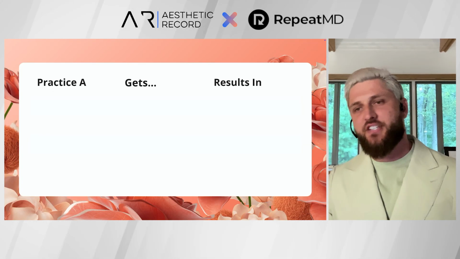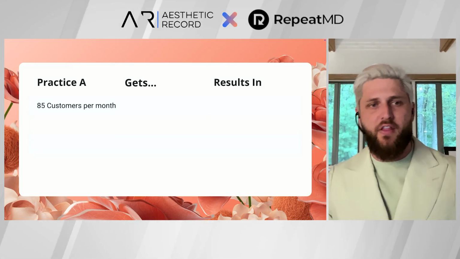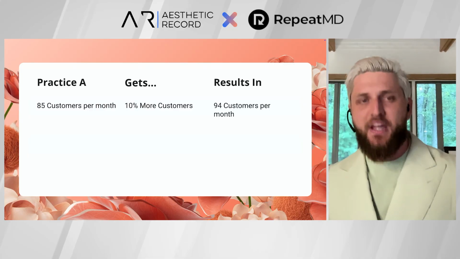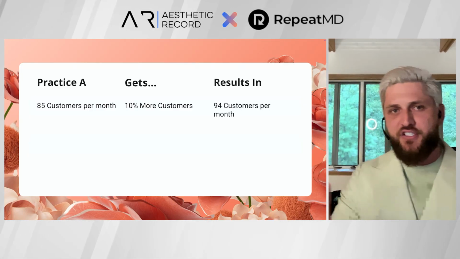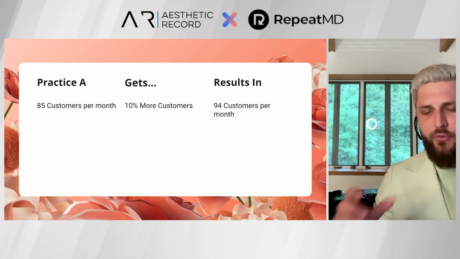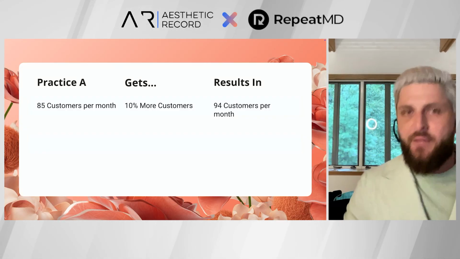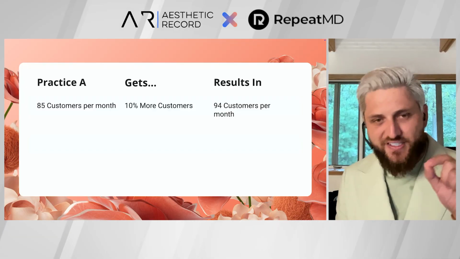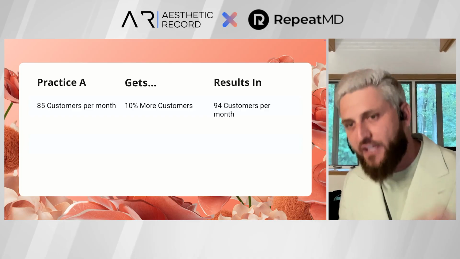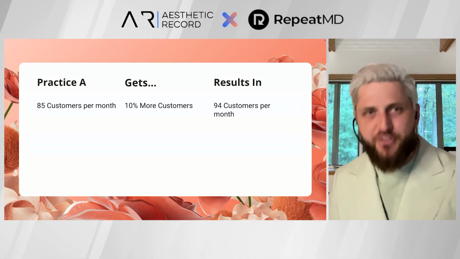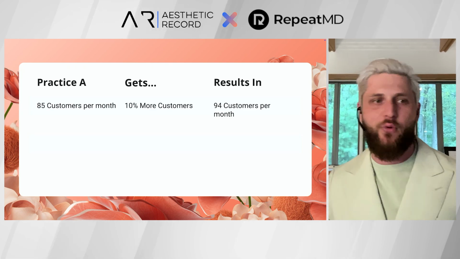So here's a practice, and we're going to go fast here: 85 customers per month. They get 10% more customers. That equals 94 new customers. And here's why this is important. When I was working with my restaurants, I would tell my managers, listen, it's not about getting 50% new customers this month. It's about just, can we get 10% more? Can we get more referrals this month? Can we do a little bit more on social? Can we get 10% more new customers? Well, if you do that, you have 85 customers, now you've got 94, okay?